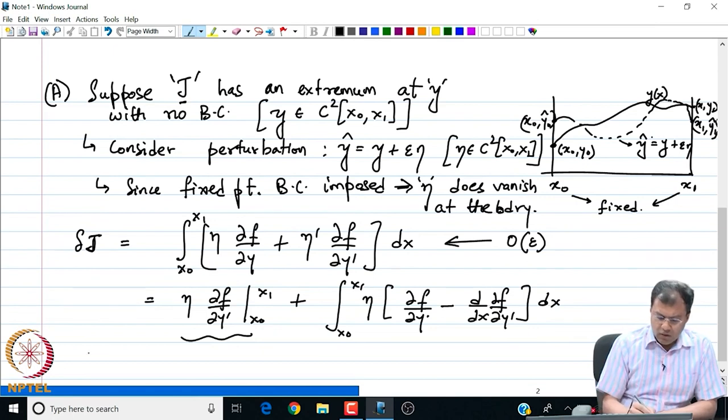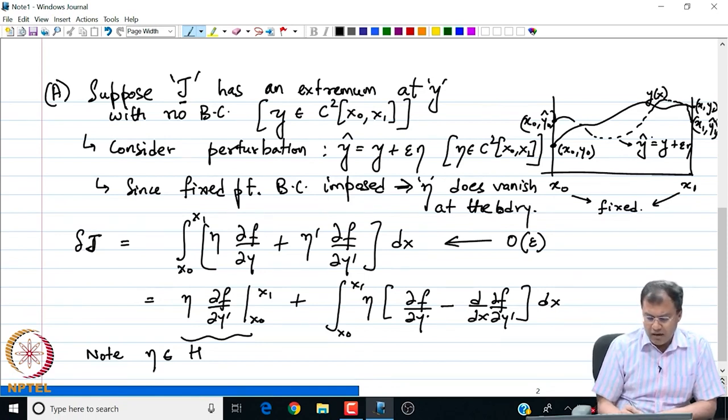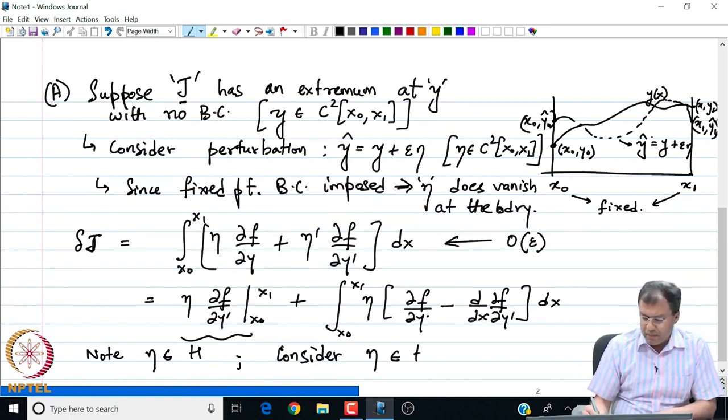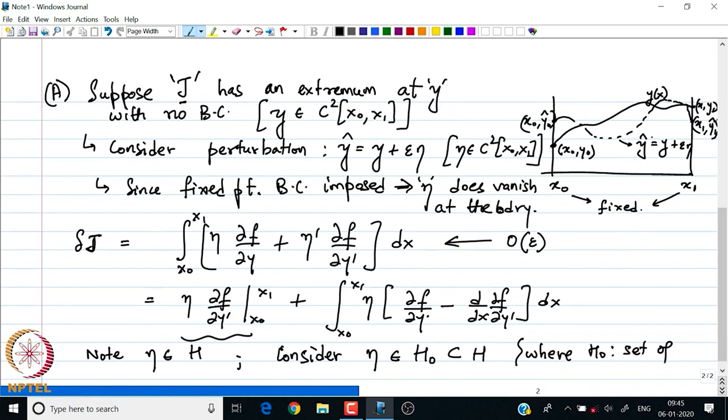Well, note that eta belongs to the class of perturbation functions, right. But the only new thing now is that eta does not vanish on the boundary. However, if we consider the perturbation from a subset H naught, which is a subset of H, where my subset H naught is the set of perturbation functions where eta vanishes at the boundary.